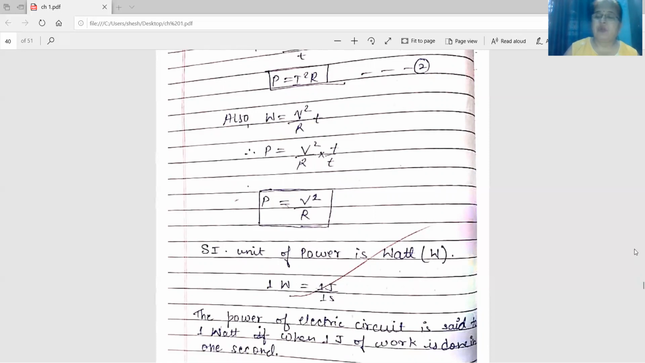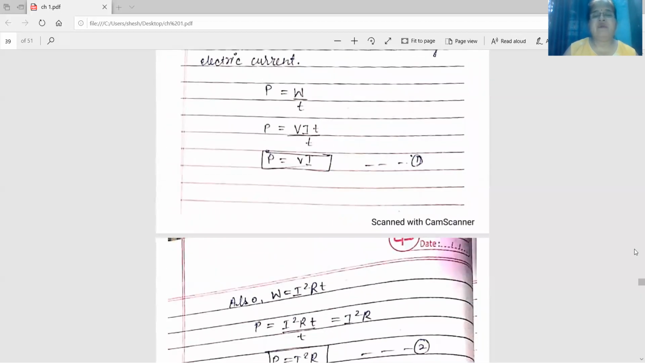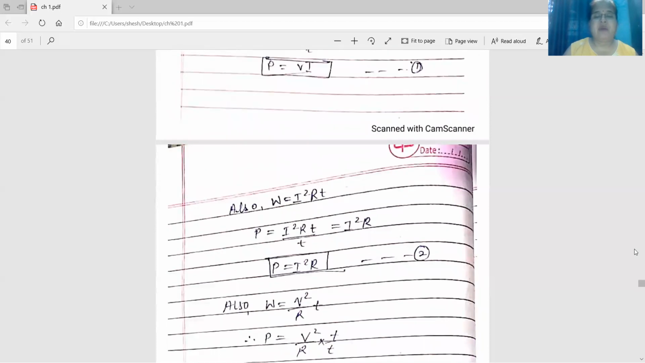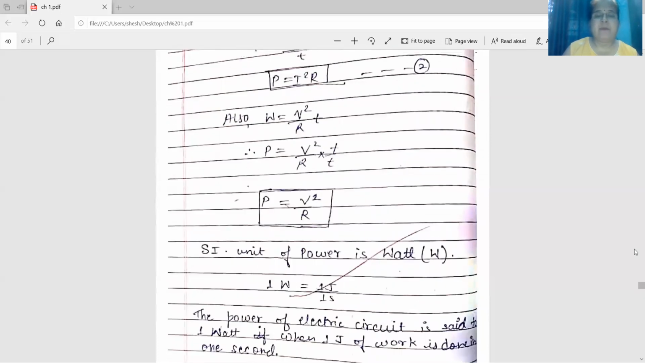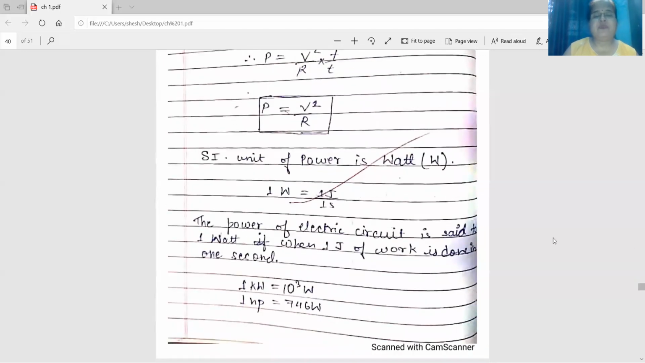So you are getting the formulas for power. Power equals work by time. Power is the product of potential difference and current, that is V into I. Power equals I squared R and power equals V squared by R. The SI unit of power is watt. So 1 watt will be equal to 1 joule by 1 second.